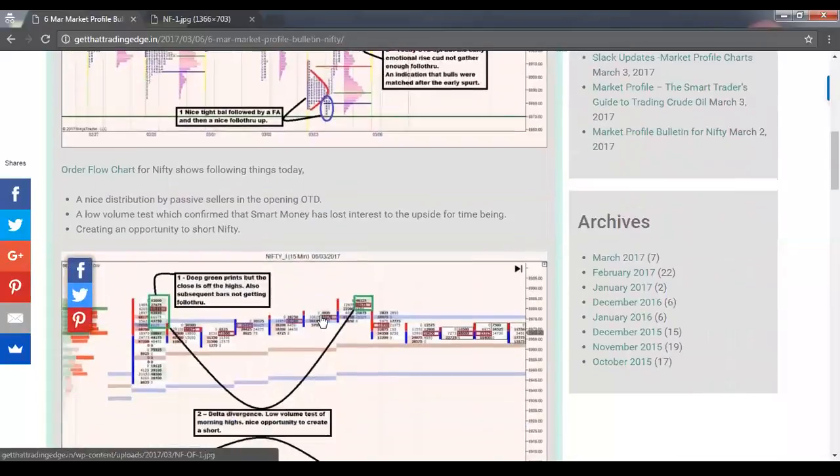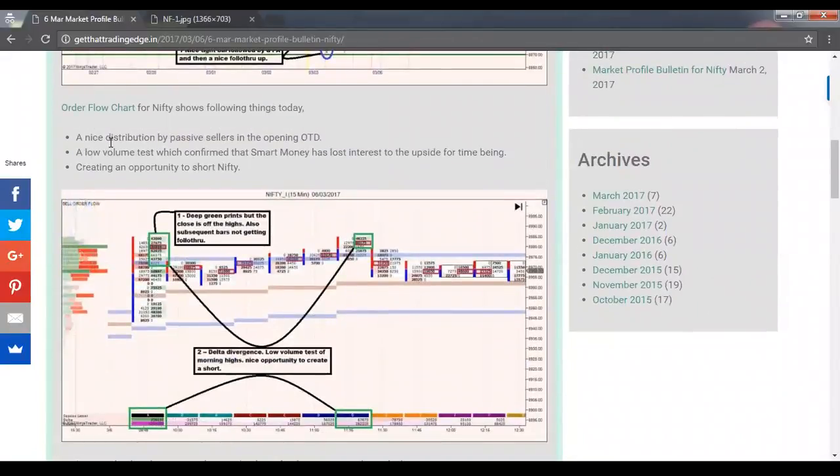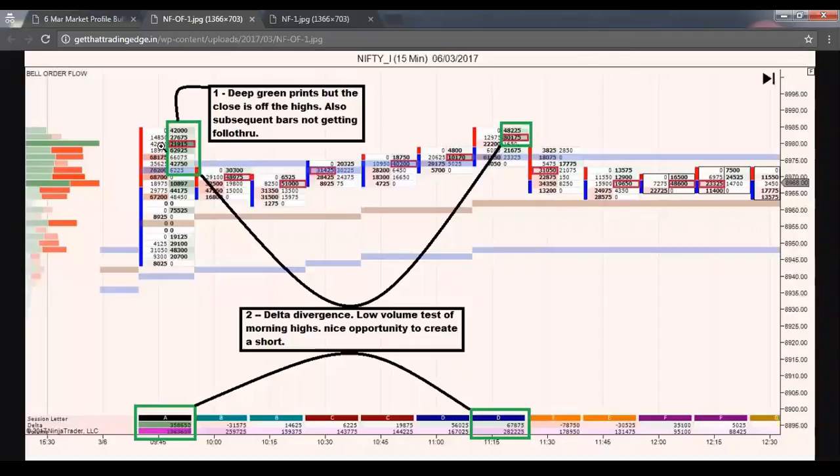What was there on the order flow chart? Let me just maximize it. First of all, this opening bar was a pretty wide range bar, and then we had deep green prints happening in this box, if you can see. After forming these deep green prints, we closed off the highs. This activity suggested that these higher prices were being used by passive sellers to distribute their holdings.